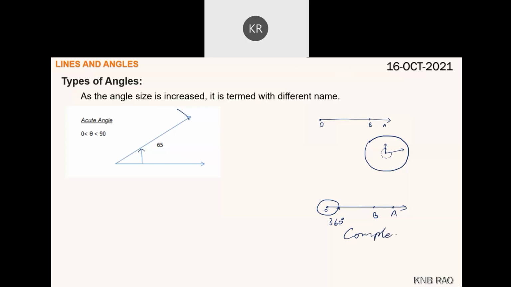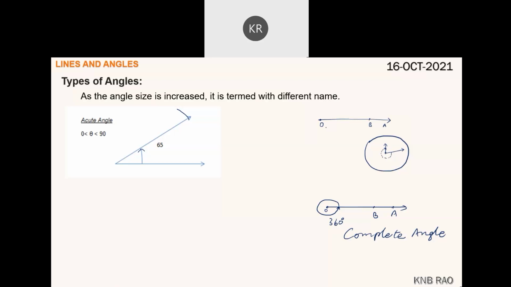Suppose it did not rotate at all. It is just one ray falling on another ray. Like a battery is removed and the hour hand is on the minute hand. In a clock, both hands are one over the other without battery. That is not rotated at all. That means it is 0 degree.